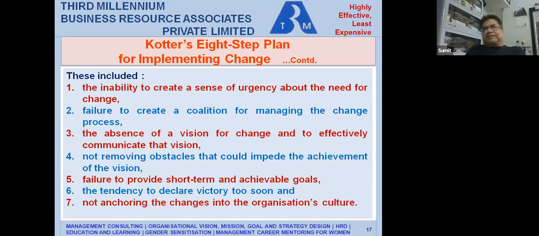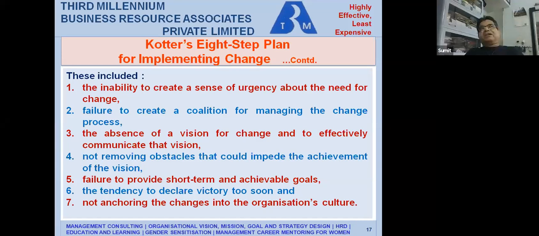The last problem he identified is not anchoring the changes into the organization's culture. If you remember, in Lewin's 3-stage model, there was the refreezing stage. I think I also gave you the example. You join a gym, reduce your weight, but stop going to the gym and you will again put on weight. So it has not been refrozen into your system.